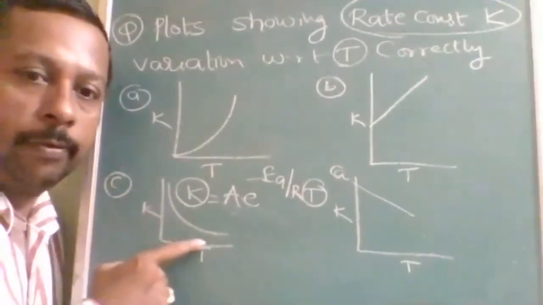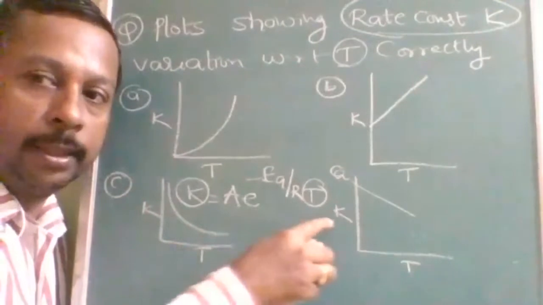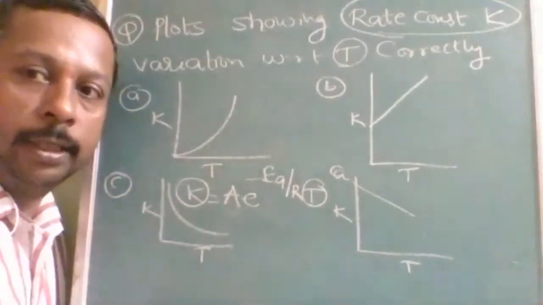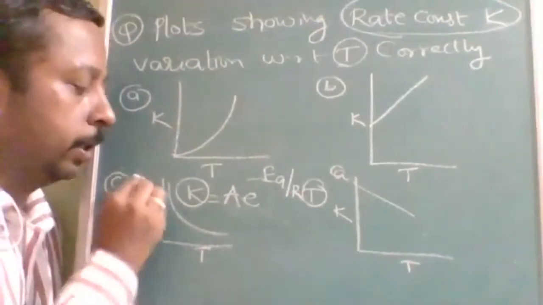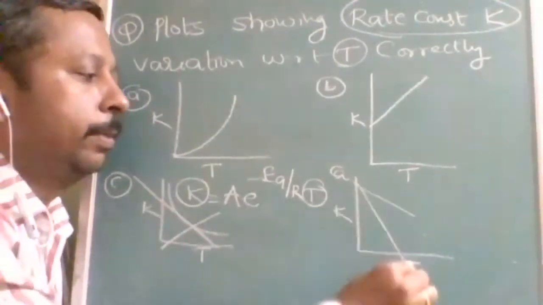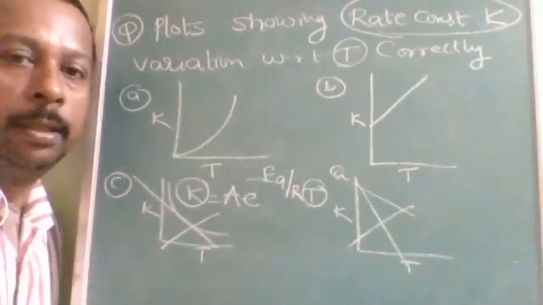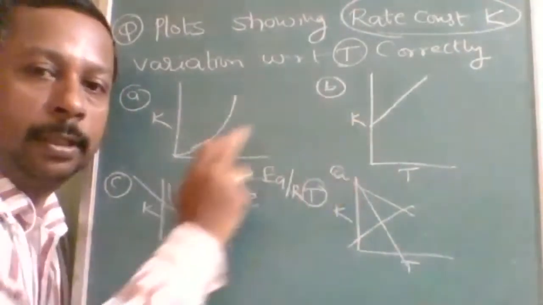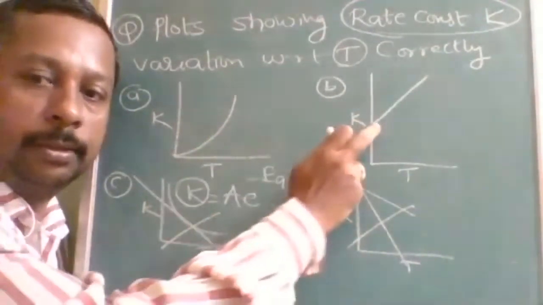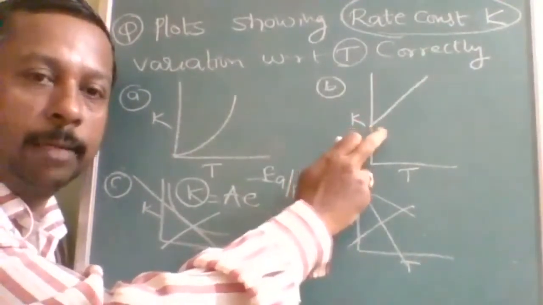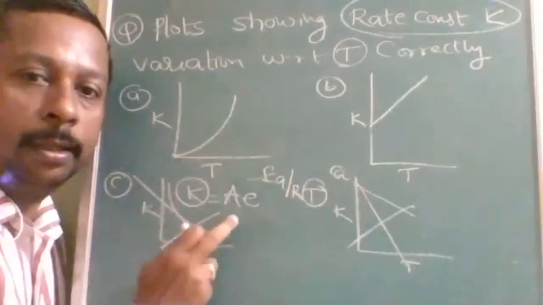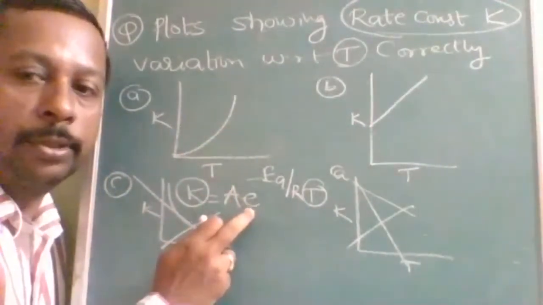This graph you will get when it is inversely proportional. But the question is about directly proportional. That's why this graph cannot be the answer. Now, how to solve this? This is also directly proportional, but this is linearly directly proportional. This is exponential. Here, exponentially directly proportional is there.